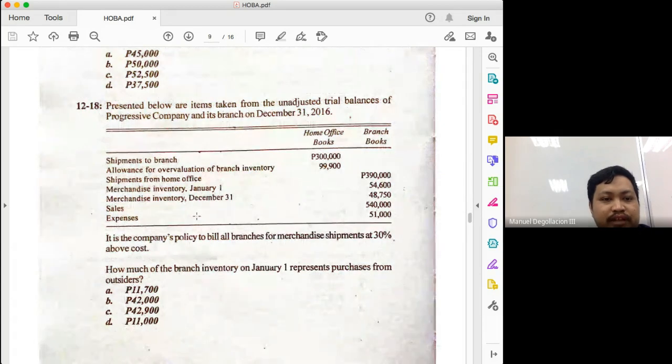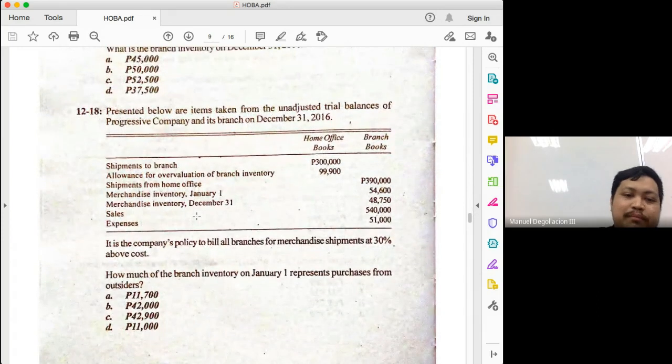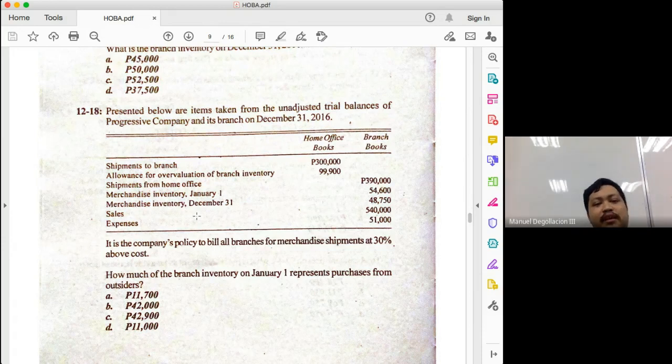Let's proceed to problem 12-18. How much of the branch inventory on January 1 represents purchases from outsiders? So what does this mean? That the inventory of the branch, class, can come from two sources. In this problem, number one, some of it comes from the home office, and number two, some of it is from purchases from outside vendors or suppliers. And the problem simply wants us to know how much of the January or the beginning inventory came from outside suppliers.